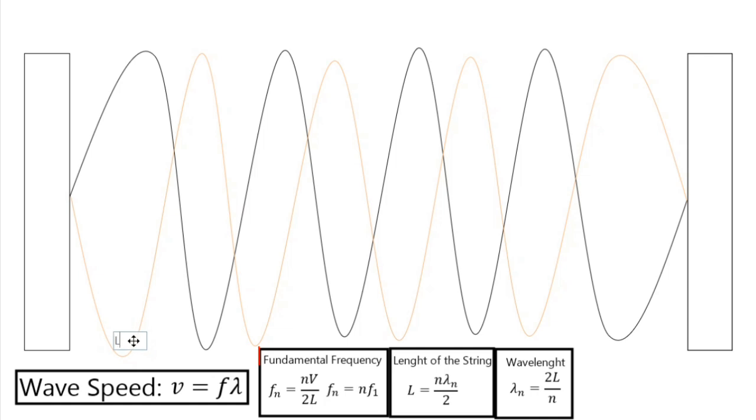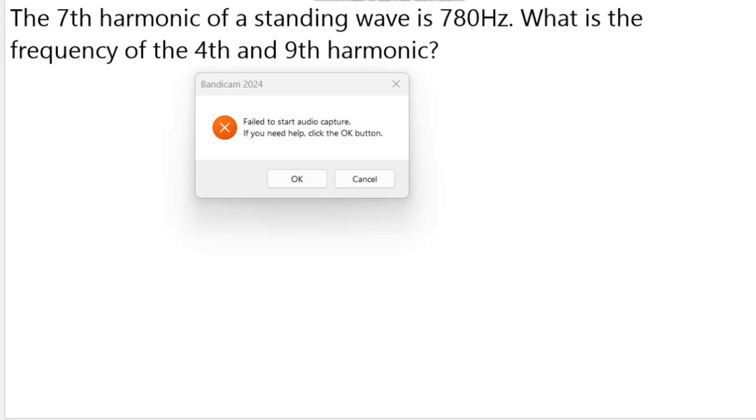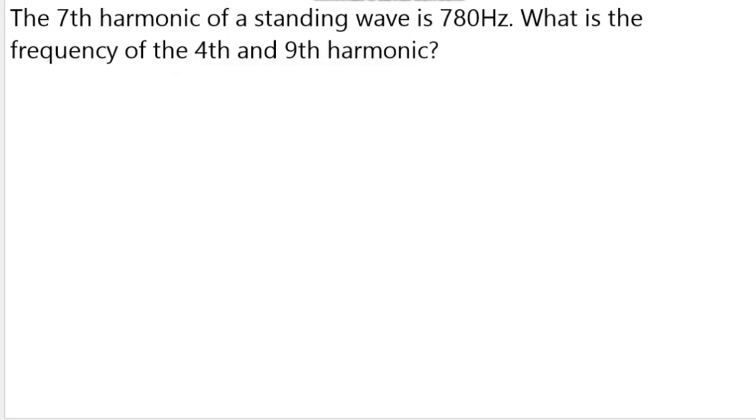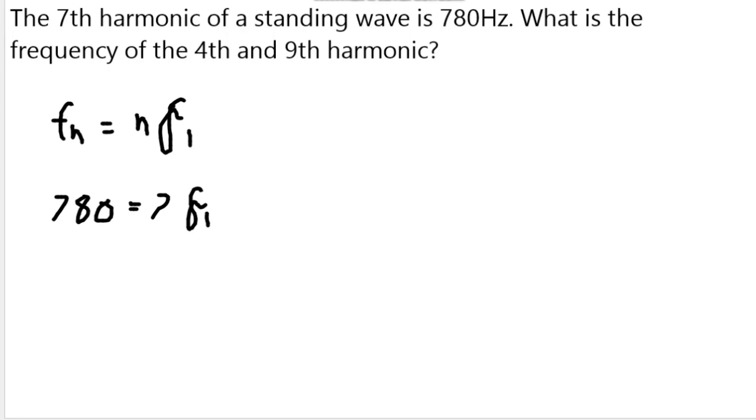Okay, so I'm going to delete this illustration here. So let's solve some more practice problems using this equation. Hopefully you saved them. So the seventh harmonic of a standing wave is 780 Hz. What is the frequency of the fourth and ninth harmonic? So now, we can just plug in everything because we already visualize what we know. We already have a picture in our head of what's going on. So f sub n is equal to n times f sub 1. So we have the seventh harmonic, that's 780 Hz, and we're going to calculate the first harmonic first. So 780 divided by 7, it's going to be 111.